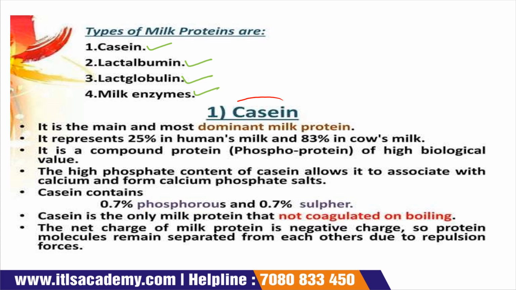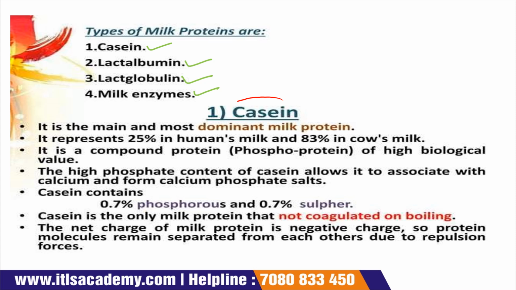Okay, this casein contains around 0 to 0.7% of phosphorus and 0.7% of sulfur. This casein also contains some, sorry, this casein present in milk are what?